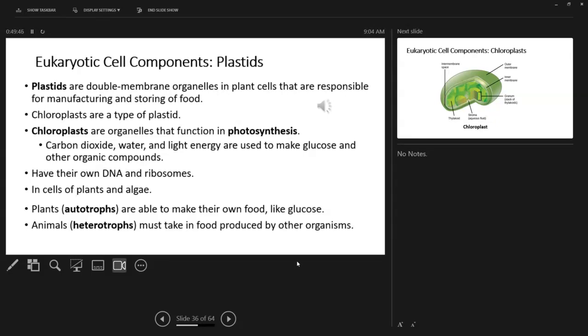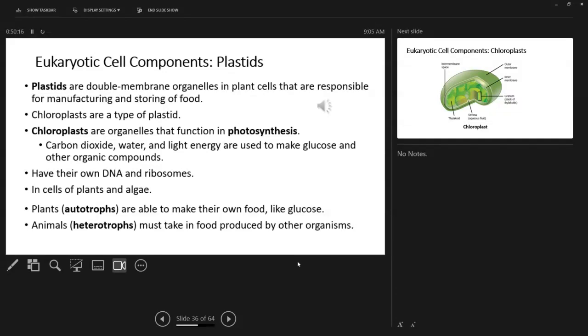So both plant and algae cells have chloroplasts. There are types of bacteria that are photosynthetic, and they're called cyanobacteria, but they are prokaryotic, so they don't have organelles, so they don't have chloroplasts. The photosynthesis occurs on the inside of the plasma membrane. It's not in chloroplasts in the cyanobacteria.